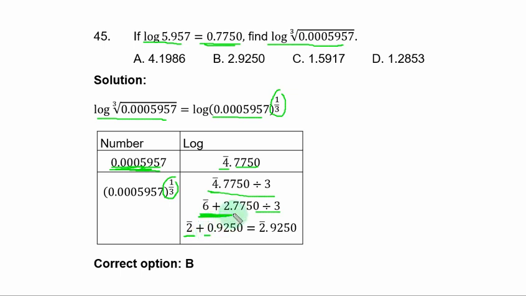You take the 2 to 7, it becomes 27. Divide by 3 is 9, no remainder. You divide the next 7 by 3, you have 2 remainder 1. You add the 1 to 5, it becomes 15. Divide by 3 is 5. Divide 0 by 3, you have 0. If you add, you have bar 2.9250. But the answer you have in the option is this. So we go by option B.